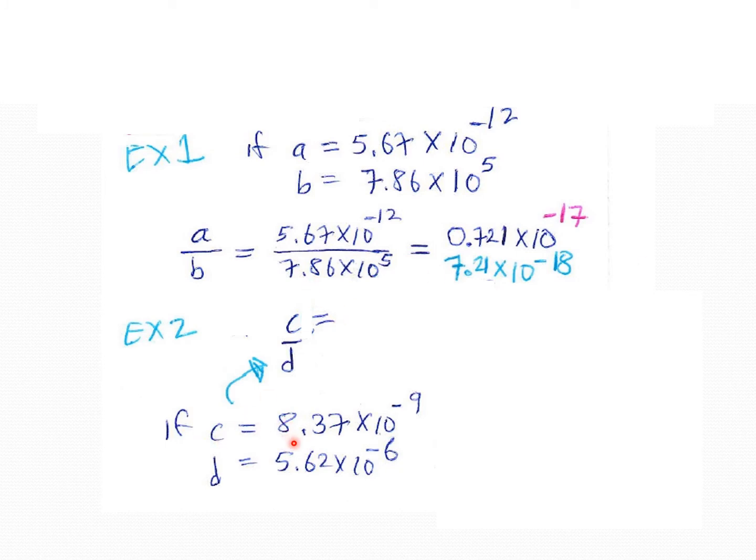C, 8.37 by 10 to the minus 9. D is 5.62 by 10 to the minus 6. So 8.37 divided by 5.62 multiplied by 10 to the power of something. And now it's 10 to the minus 9 divided by 10 to the minus 6. So maybe we just step aside and just look at that for a minute. There's kind of a double negative going on there.